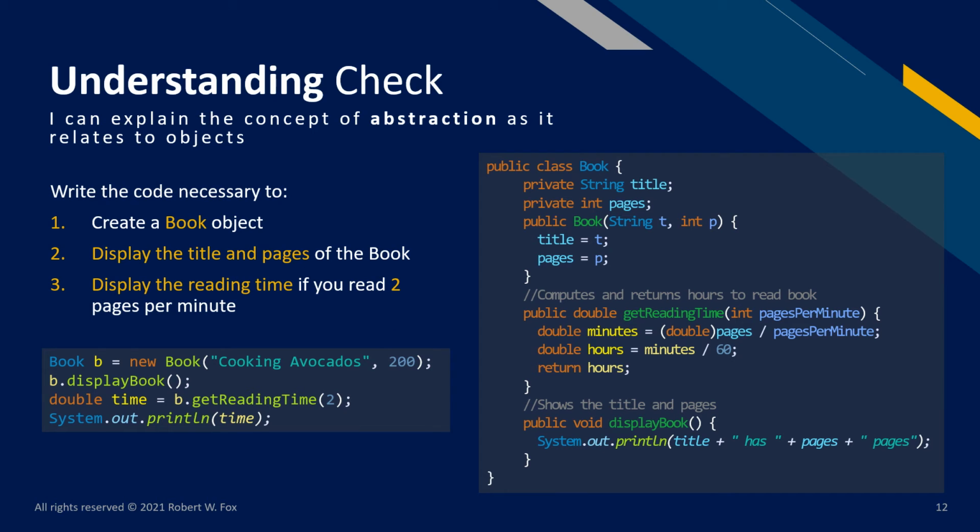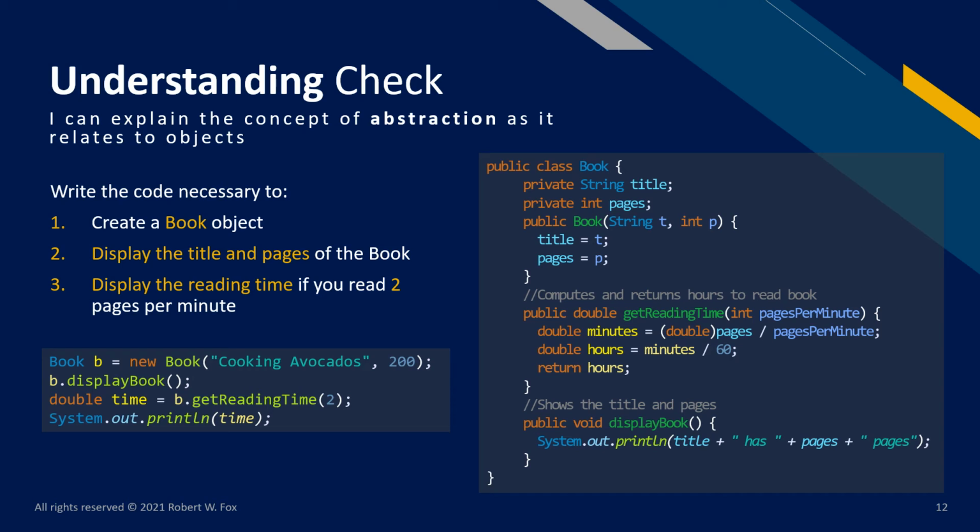Let's walk through the solution. So the first thing is we needed to create a book object. So we say book b equals new book. Now, when I made the new book, I also specified the title and the number of pages. And I knew I needed to do that because I took a look at the constructor and saw that the constructor was expecting that information.